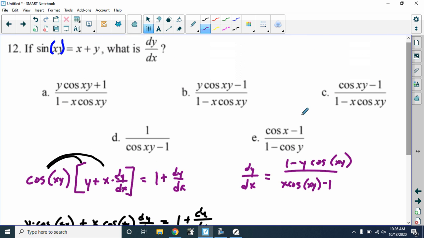So we've got 1 minus y cosine xy. None of them say 1 minus y cosine xy. So the other thing you would want to try is to multiply the top and the bottom by -1. That's the same thing. I multiplied by -1 on the top and the bottom. So I have positive y cosine xy minus 1 on top, and on the bottom I have positive 1 minus x cosine xy. There's our answer, B.